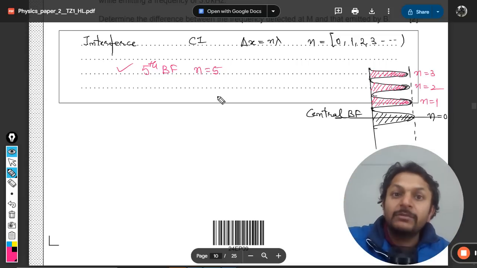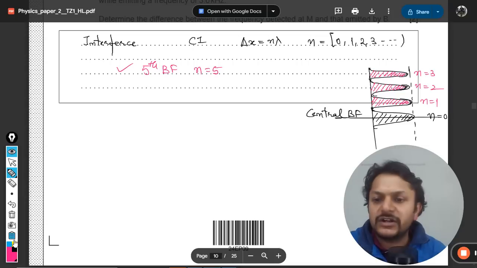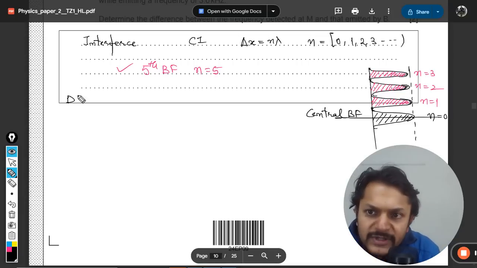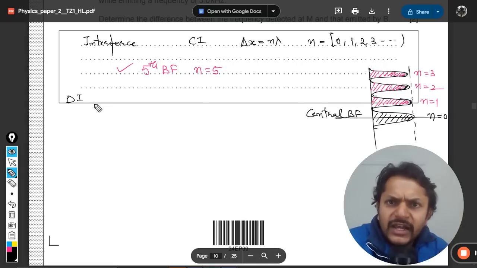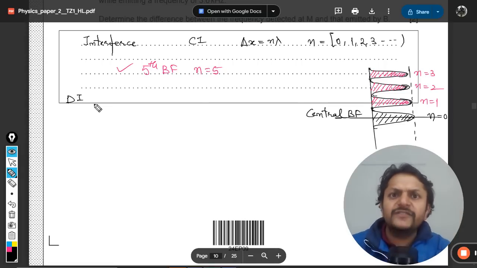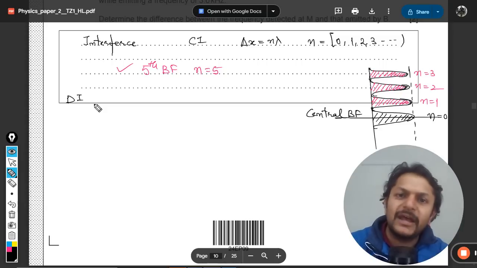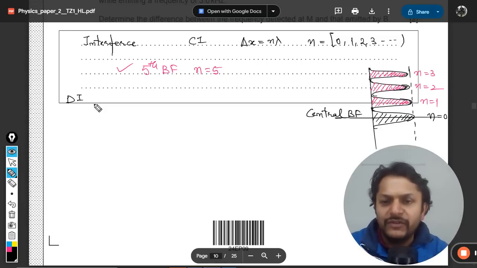But the problem comes when we are talking about destructive interference. As far as destructive interference is concerned, there are now two formulas. One is given in your books, it is given in your data booklet. Another is the formula that I am referring to. So you can learn the concept and you can use any formula as per your learning, as per your convenience.